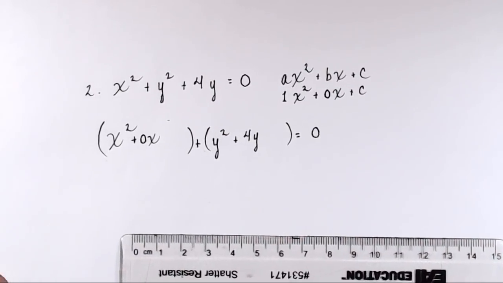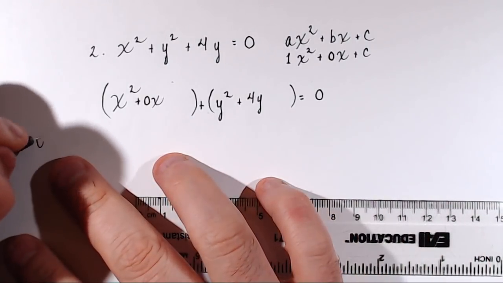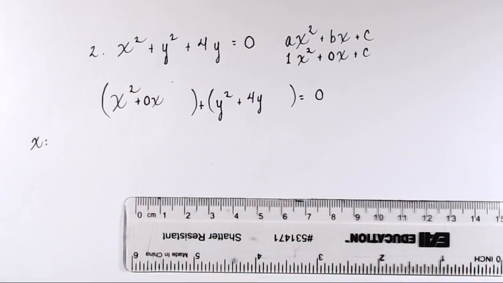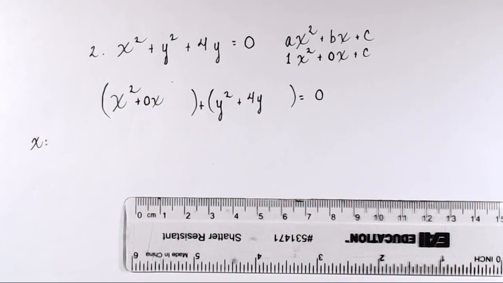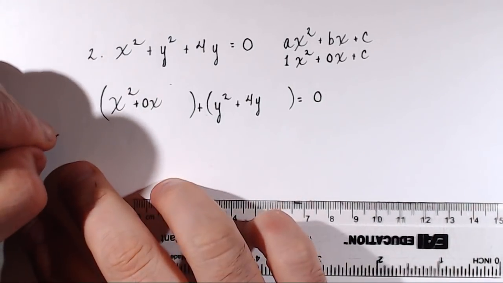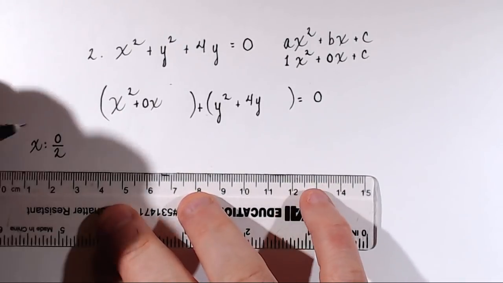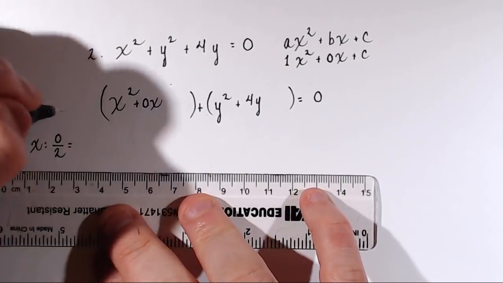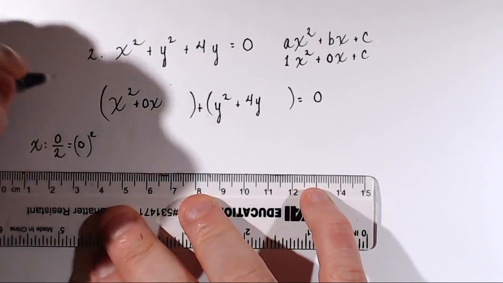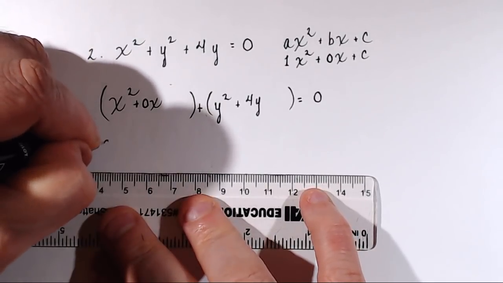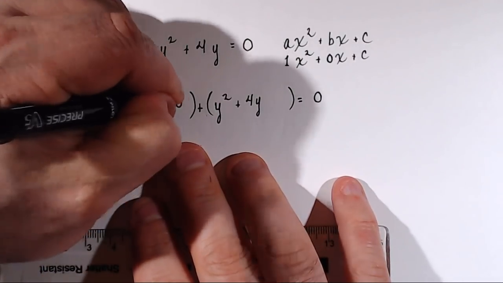All right, so now over in our left margin, we'll do our side work. First for x, I will take half the linear coefficient, half the middle term, 0 divided by 2, and I'll see what that equals. 0 divided by 2 equals 0, and then I will square 0. 0 squared is 0, and so I will write plus 0 right there.